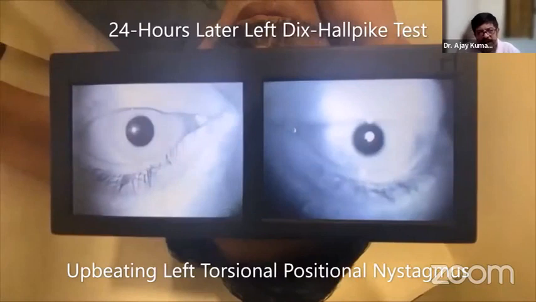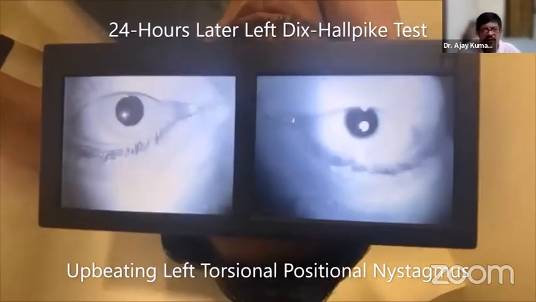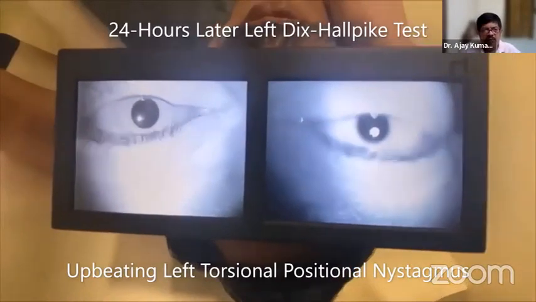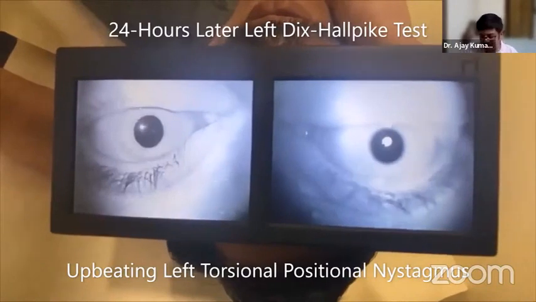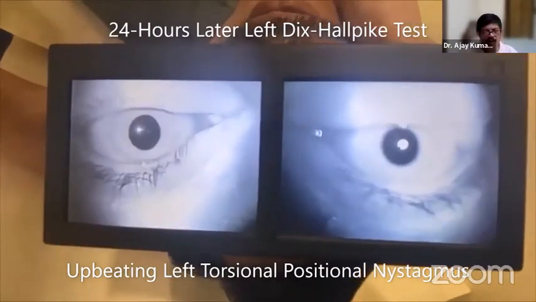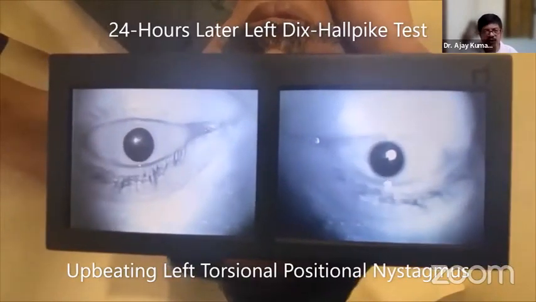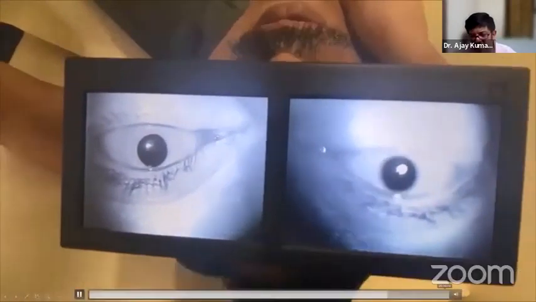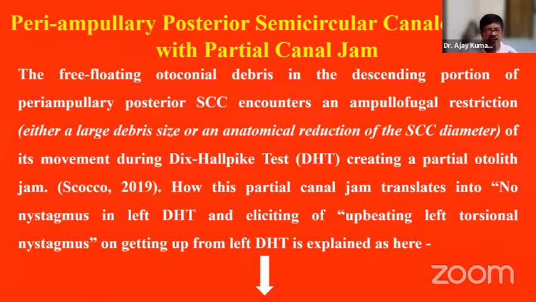So this patient had transformed to the typical left posterior semicircular canal BPPV after multiple sit-ups, and this is practically not possible in short arm. So what happened in this case was that this was a periampullary posterior semicircular canalolithiasis with partial canal jam.